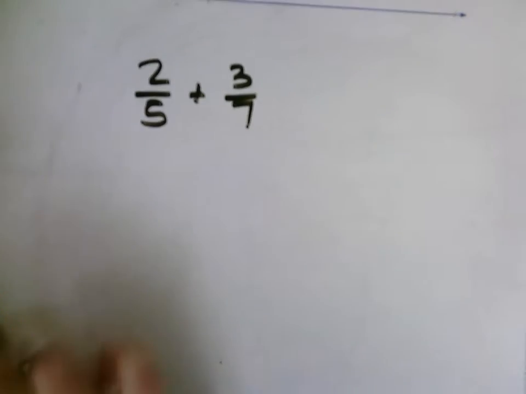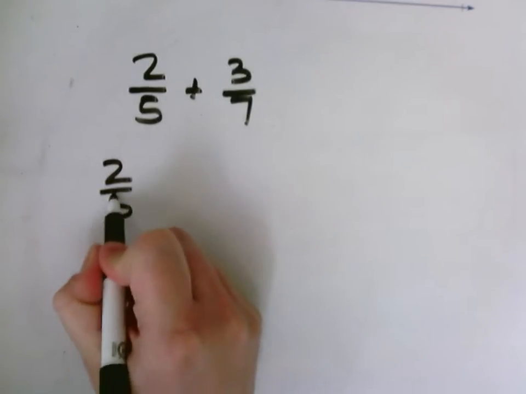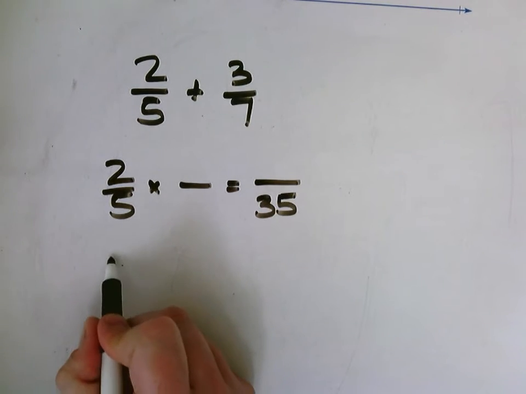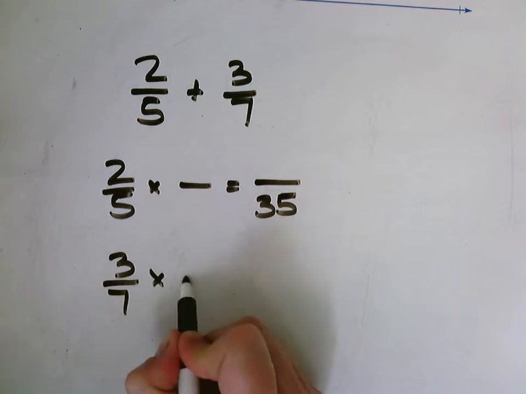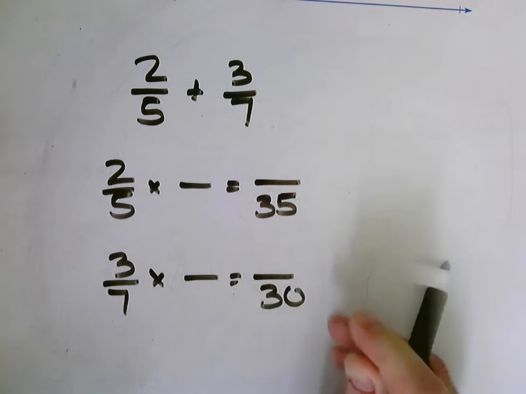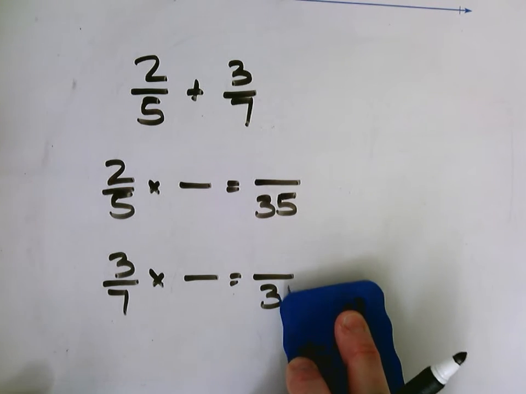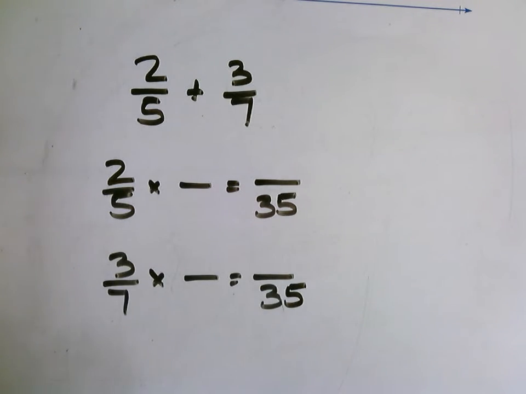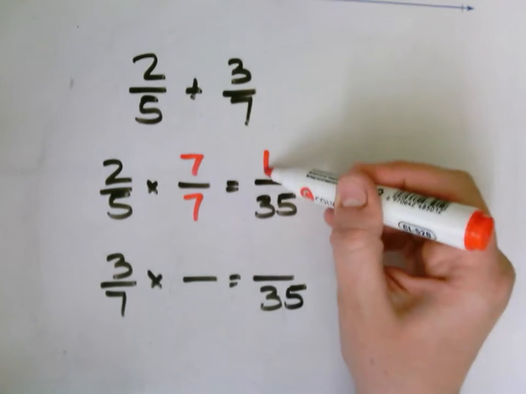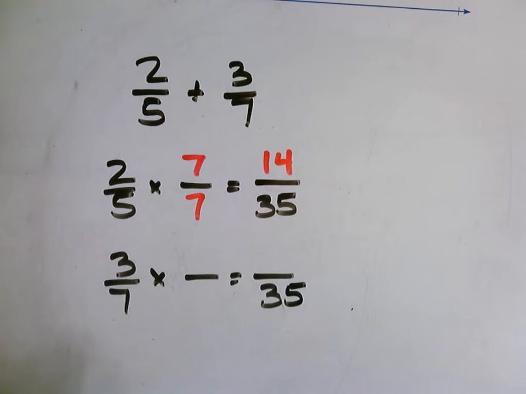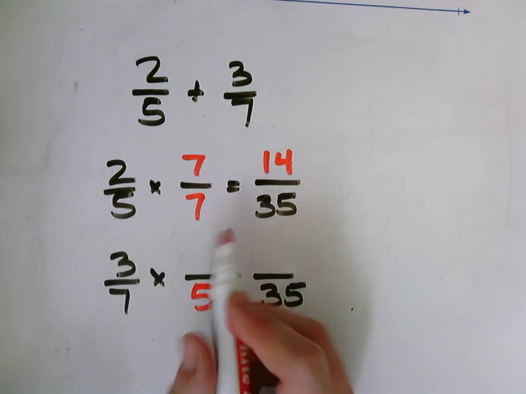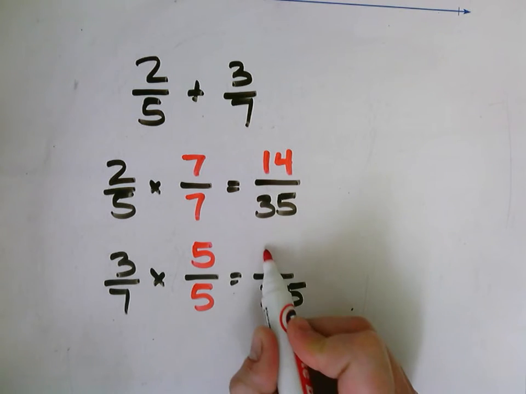So 2/5 times something is going to be equal to something over 35, and 3/7 as well. I want them both to have 35 as the denominator. 5 times 7 is 35. So I'm going to do 2 times 7. I'm going to get 14 35ths. Down here, 7 times 5 is 35. 3 times 5 is 15.